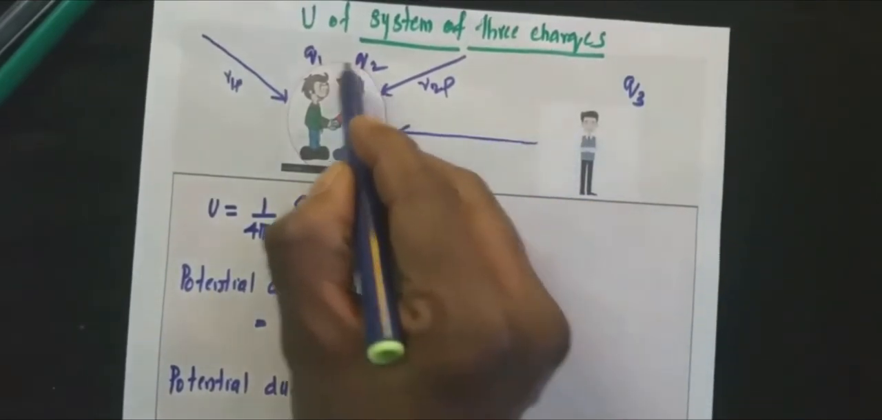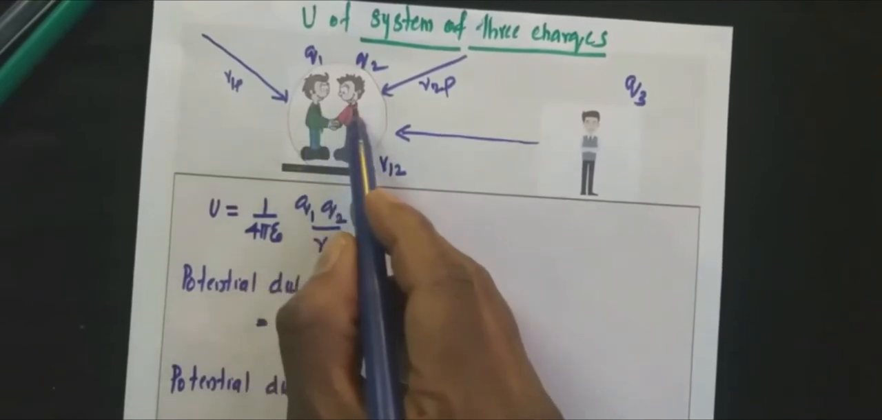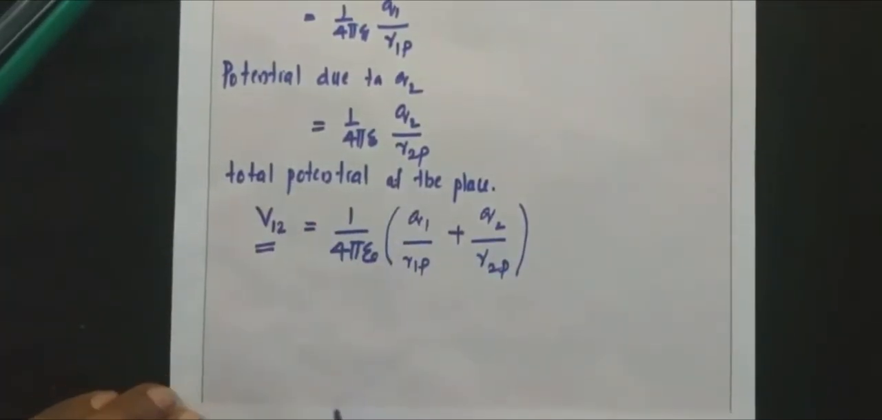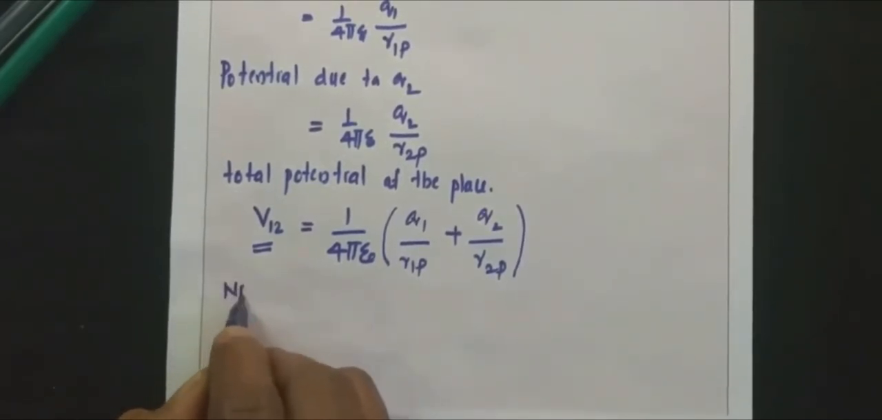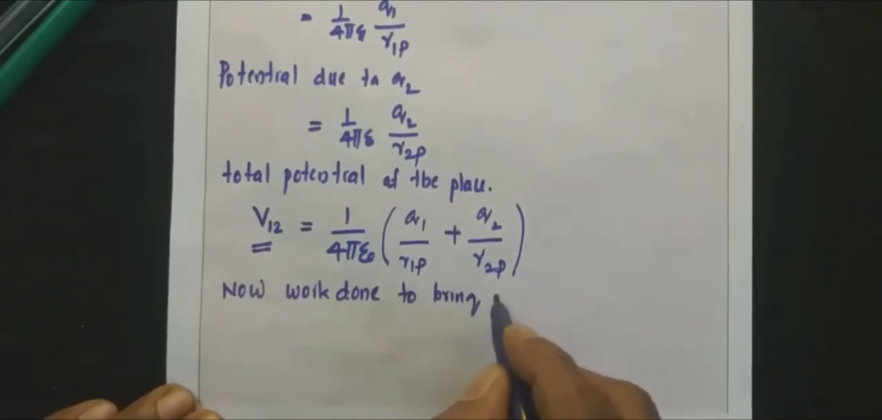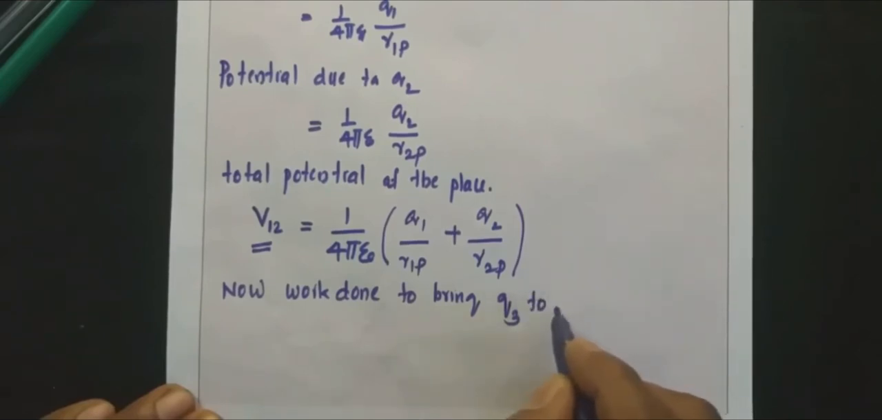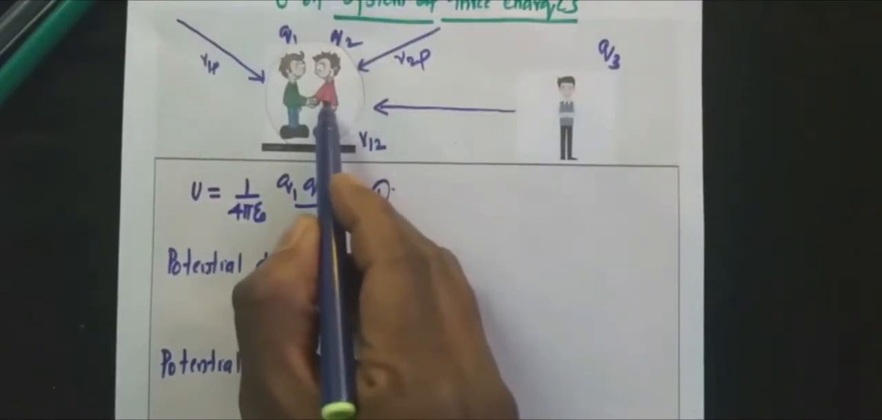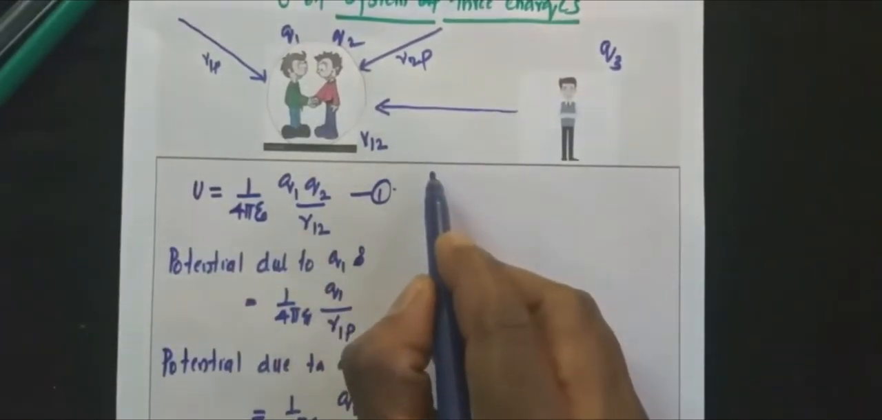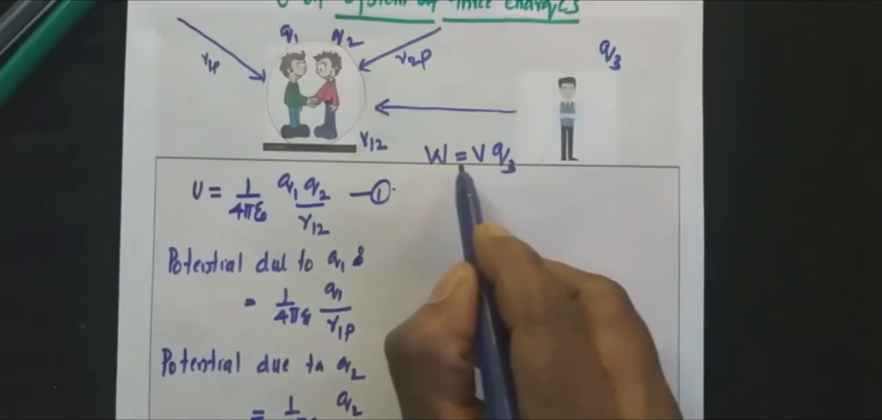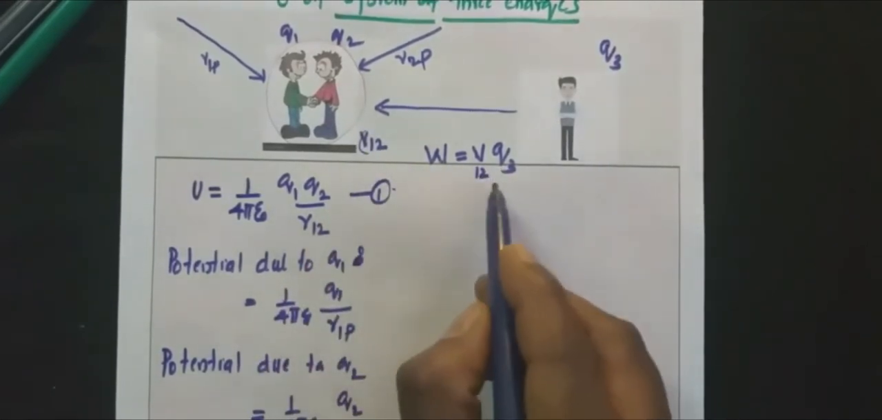Now the third charge Q3 is coming close to V12. So definitely work has to be done to move Q3 towards your place. Whenever a charge wants to come to a potential, we need to give work. So work will always be potential into charge. We have already studied it. So I am writing here the work done to bring your third friend towards you, that is, the work done to bring Q3 to the place. I am writing on the right side. W is equal to potential into charge. Charge means Q3, your third friend's charge, and V is the potential V12.